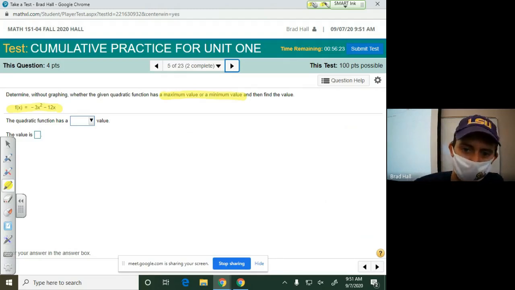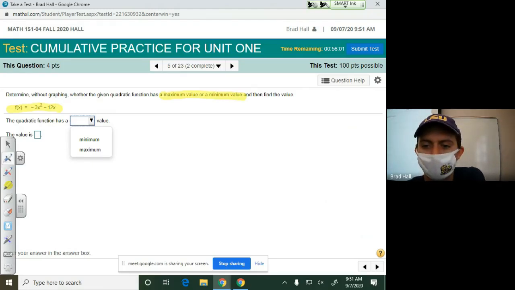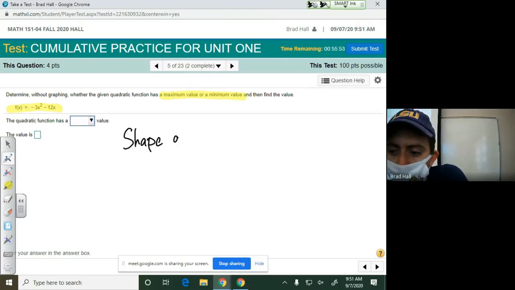I'm going to go over this one maybe a little bit quicker, but notice it's set up a little bit different. It's asking for whether the function has a minimum or a maximum value. And so the question is, how do we determine that? So something I have to add that we haven't talked about before is the shape of a quadratic.